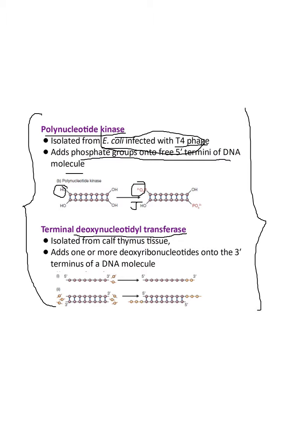So to come to the last enzyme, which is terminal deoxynucleotidyl transferase. It is isolated from calf thymus tissue, and it adds one or more deoxyribonucleotides onto the 3 terminus of a DNA molecule. So these are some of the examples shown here. As you can see, this is a single strand DNA, this is a double strand DNA. Its function is to add one or more deoxyribonucleotides onto the 3 terminus of a DNA molecule. This is the 3 end, as you can see. So it adds these deoxyribonucleotides here.